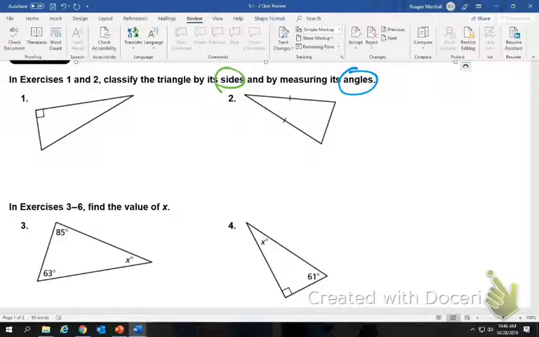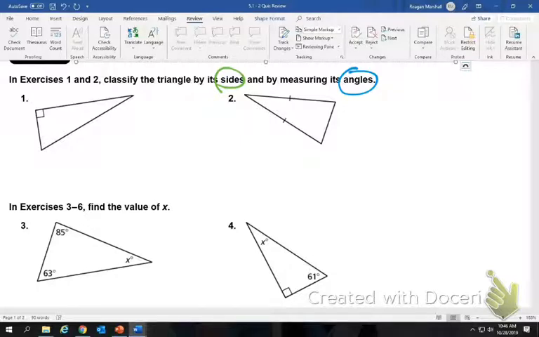Acute. What if the biggest angle is 90? Right. What if the biggest angle is more than 90? Obtuse. What is the other option? There's one more. Equiangular. What happens in an equiangular triangle? All the angles are equal. Perfect. So we'll start with our first problem.